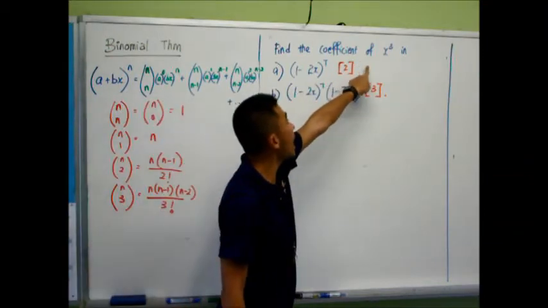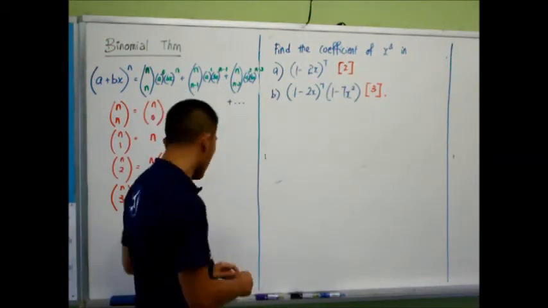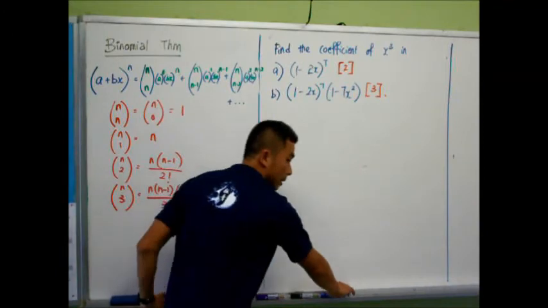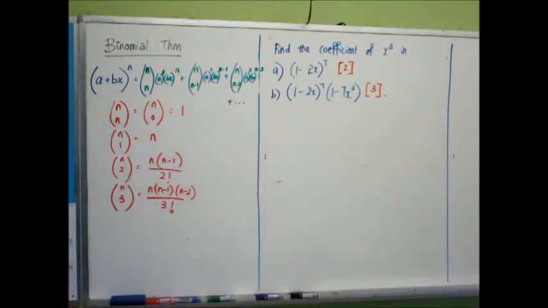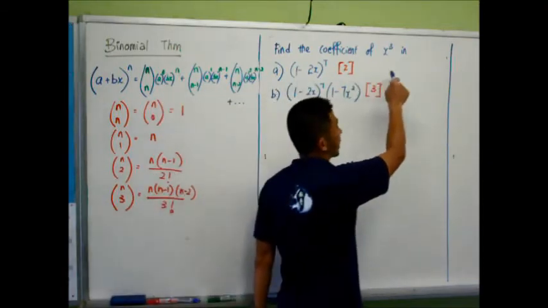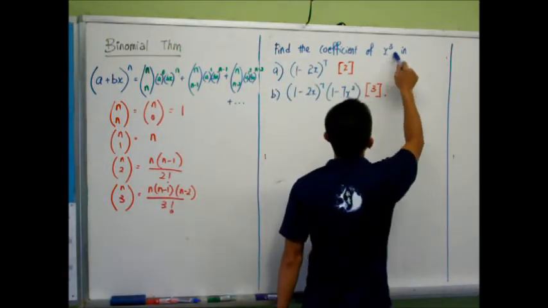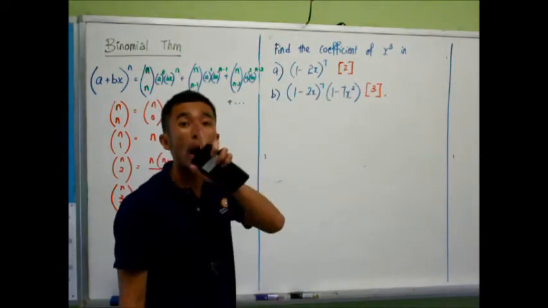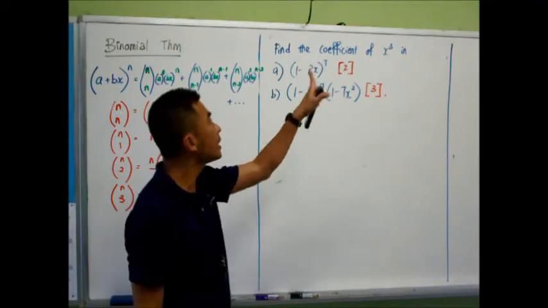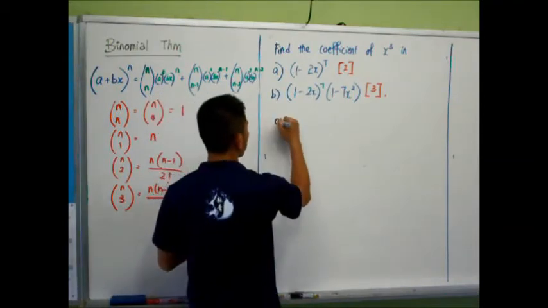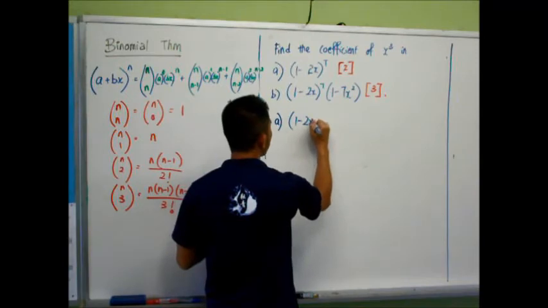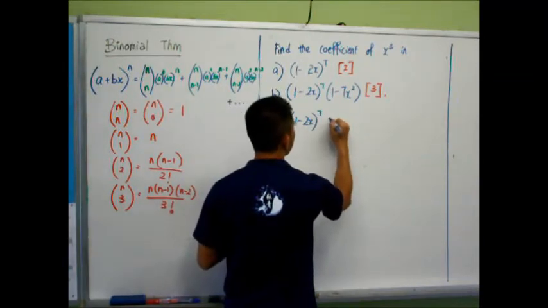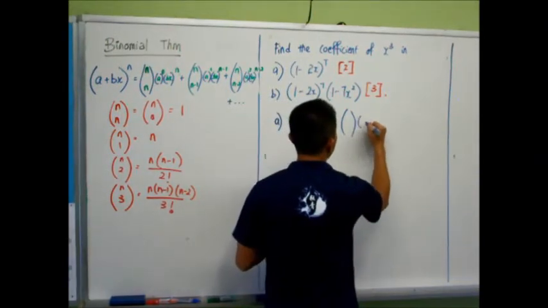Find the coefficient of x cubed for part A as well as part B. I'm going to tackle it part by part. First thing, in part A, please don't do the full expansion. I only want the coefficient of x cubed. So I only expand smartly the term that comprises x cubed. Write down the question. Do your brackets.